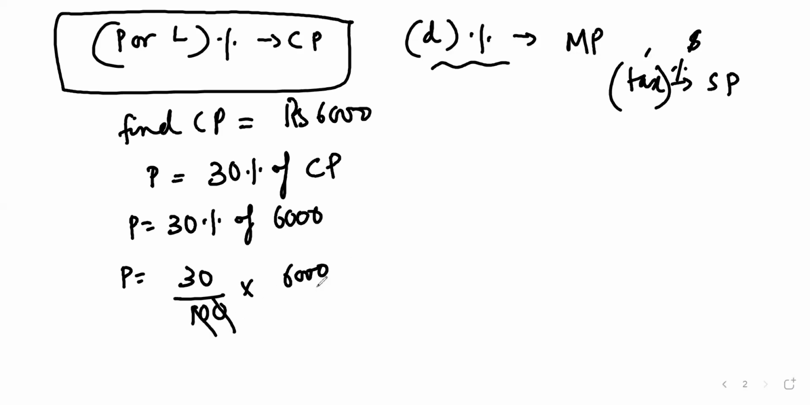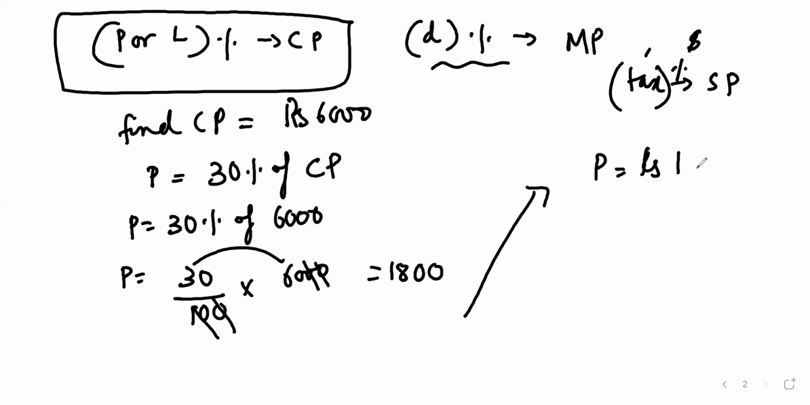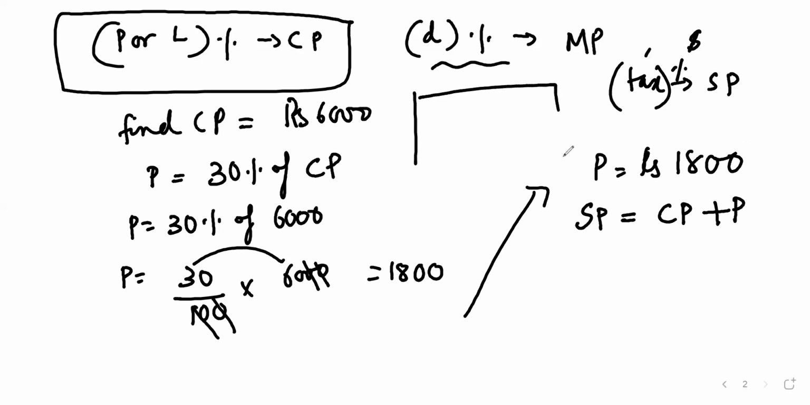You could cancel the 2 zeros. 6 threes are 18, and there are 2 zeros left. So profit is rupees 1,800. When there is a profit, how will you get the selling price? Selling price is cost price plus the profit. There is no loss here, but if there is a loss, selling price is cost price minus the loss.